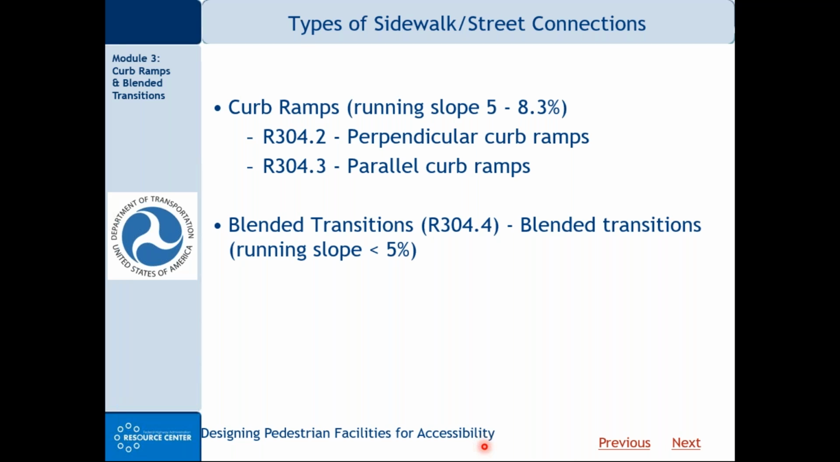There are 3 types of sidewalk to street connections, and that's what I'd like to spend some time looking at now. There's 2 types of curb ramps, the perpendicular ramp and the parallel ramp, and then there's something called a blended transition. And if you're not familiar with that, don't worry, we will talk about what a blended transition is when we get to that point. But notice the curb ramps have a running slope between 5 and 8.3%. With a blended transition, the maximum running slope or grade is 5%.